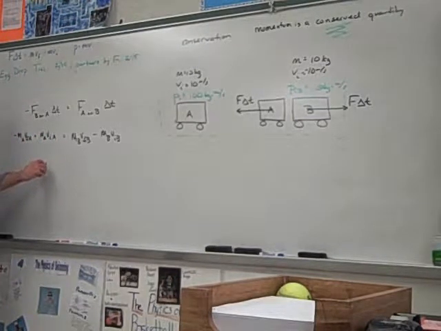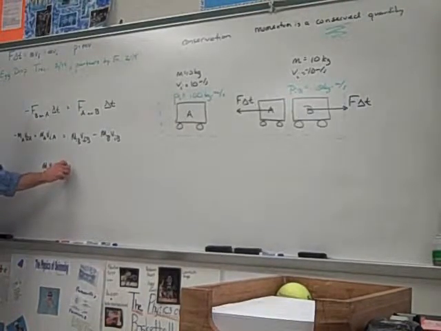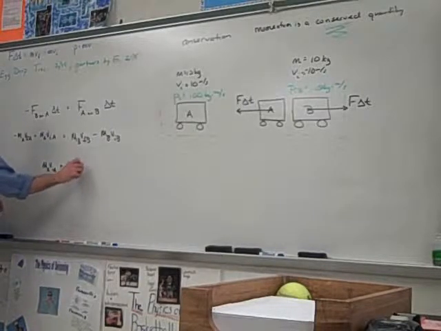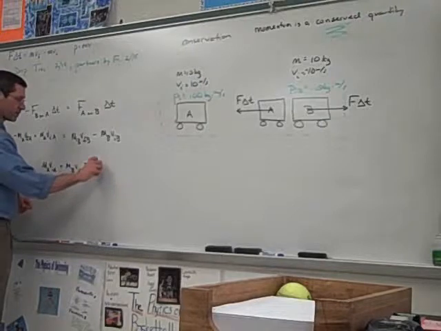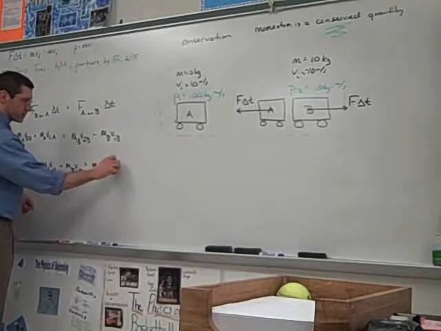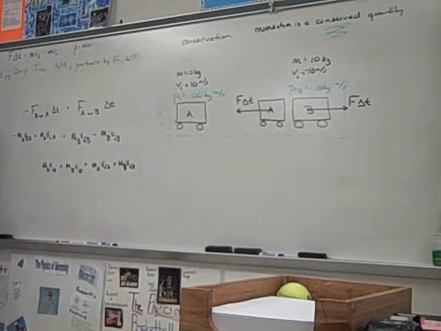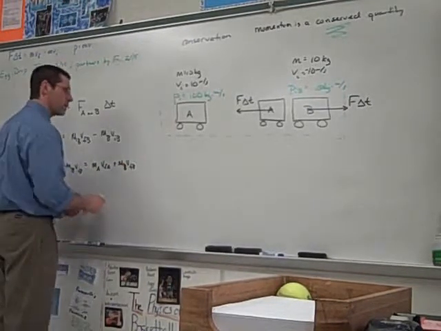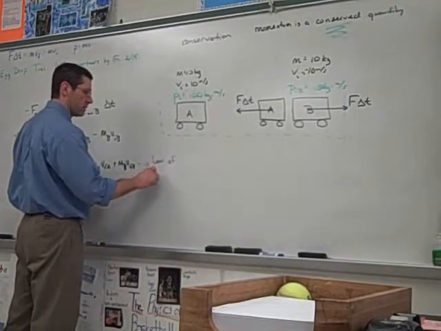So what we have is MA VIA, or A's initial momentum plus B's initial momentum, equals A's final momentum plus B's final momentum. I can switch things around a little bit. And so this thing here is called the law of conservation of momentum.